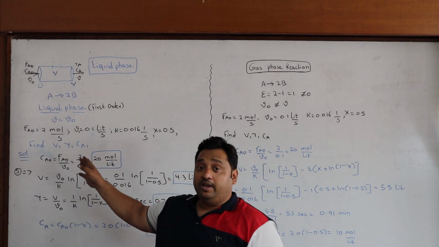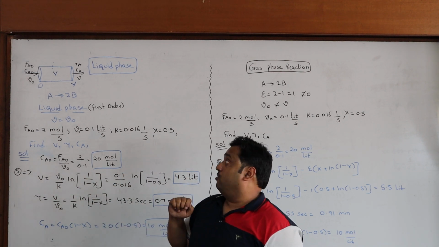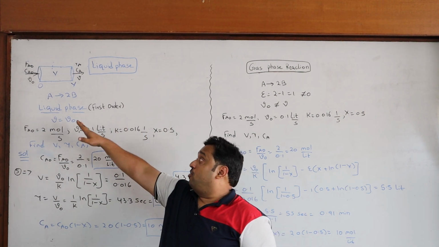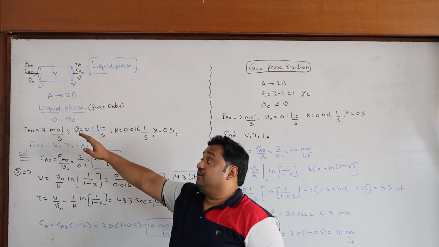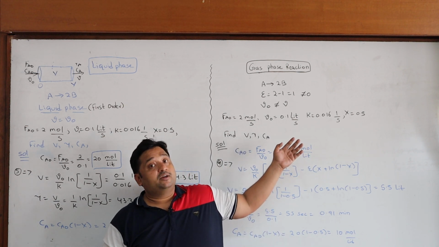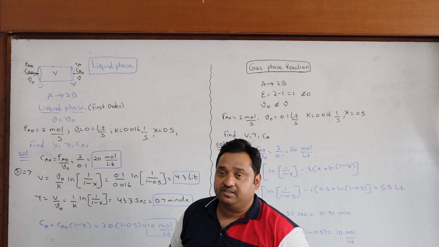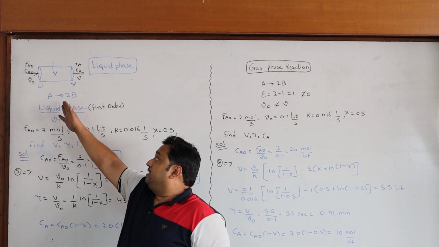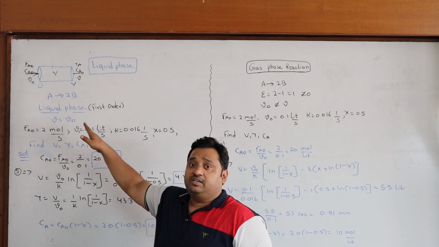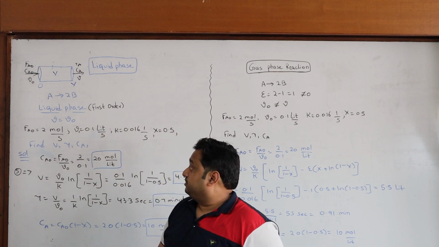Let us do the small example that we have discussed a few minutes before. Let us calculate the volume required for the necessary conversion for liquid phase reactions and the volume required for the necessary conversion for the gas phase reaction in a plug flow reactor. Given A gives rise to 2B, and it is a liquid phase reaction happening in the reactor, and it is given it is a first order reaction.